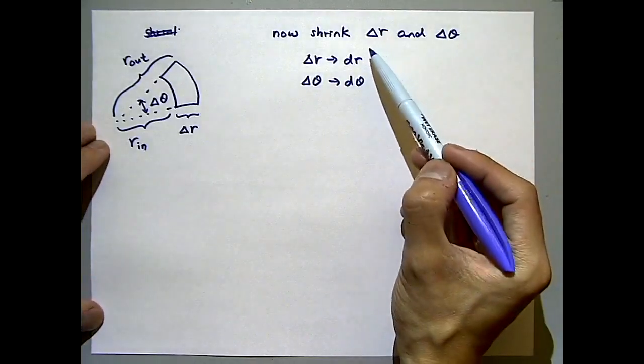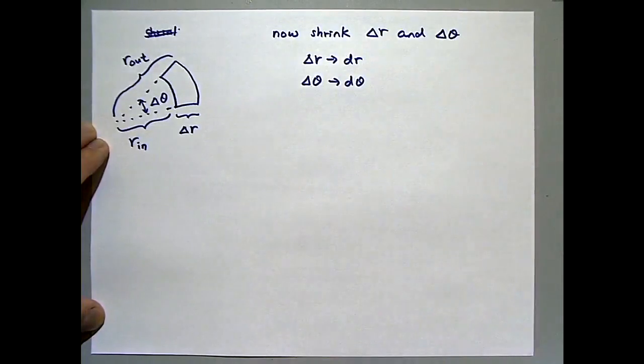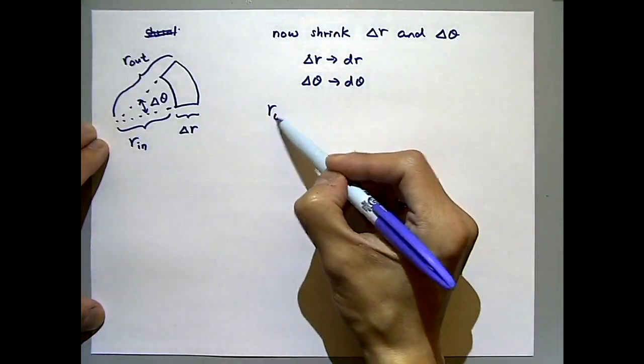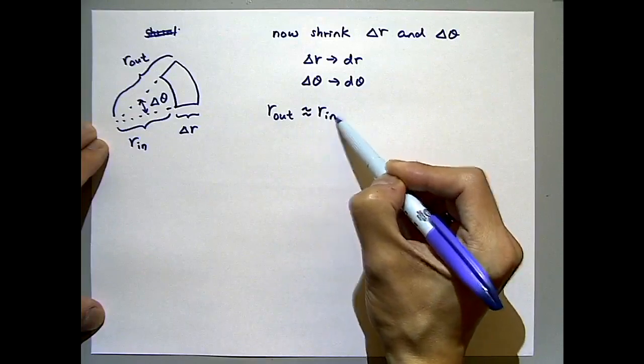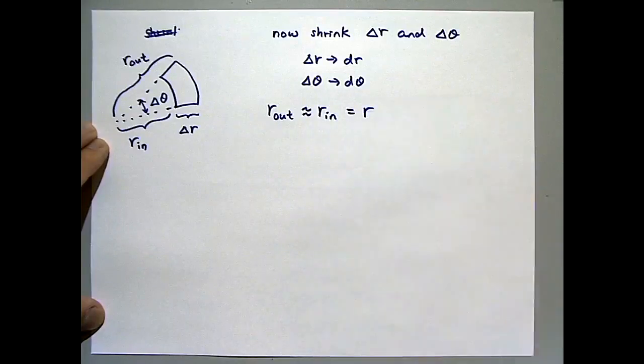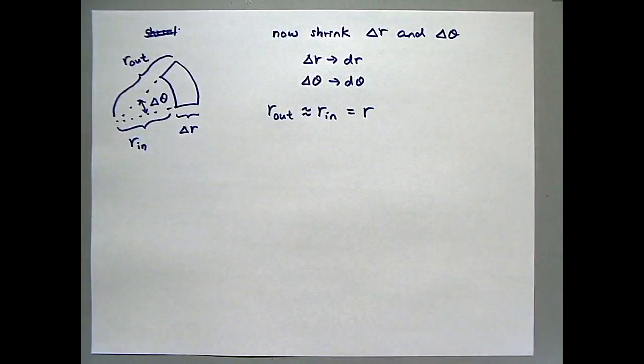When we shrink delta r and delta theta to something very tiny, what's going to happen is that r out will be roughly equal to r in. And we're going to call that thing r just for simplicity. The inner and outer radius will become so small that they're essentially the same thing.